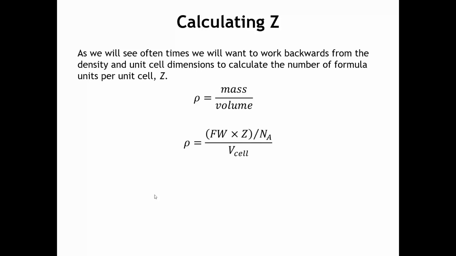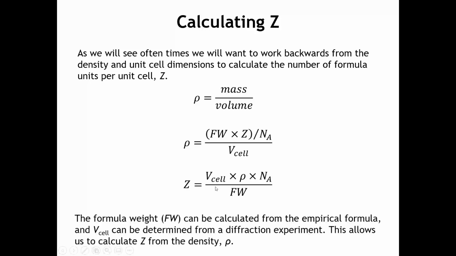And then let's write it as we did previously. The formula weight times z divided by Avogadro's number, that's the mass, divided by the volume of the unit cell. If we rearrange to solve for z, we get this formula. And if you look at this formula, we can get the volume of the cell from a diffraction experiment. We'll talk about that later in the semester, but using diffraction, we can determine the dimensions of the unit cell. Avogadro's number is just a constant, of course.